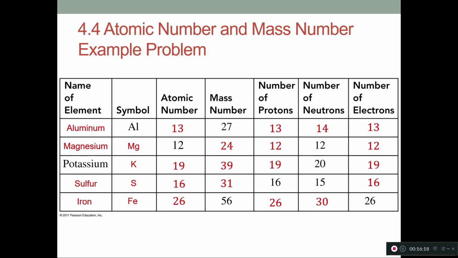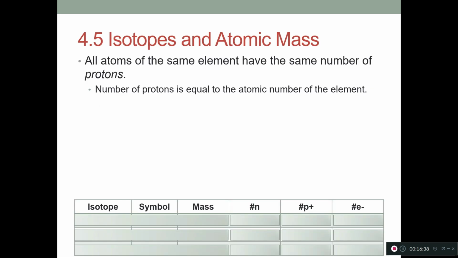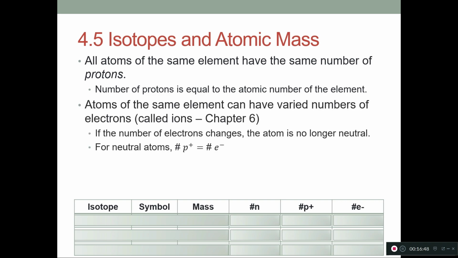And so we can see how we can come up with all of these other numbers and symbols just based on some limited information by understanding how these numbers and things on the periodic table actually work. So remember, I keep stressing this idea that all atoms of the same element have the same number of protons. So the number of protons is equal to the atomic number of the element. Atoms of the same element, as I said before, can have varied numbers of electrons. We'll talk about that more in a future video, but that just means that we have what's called an ion and would no longer have a charge of 0.